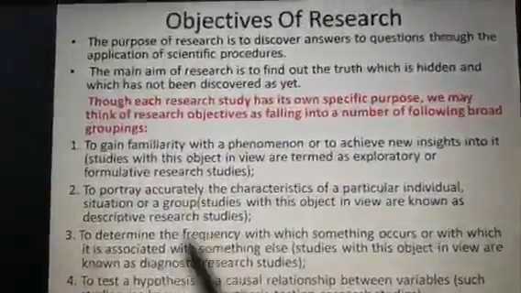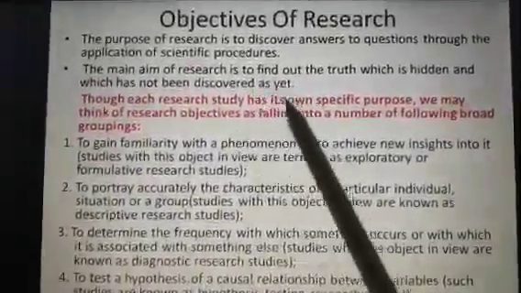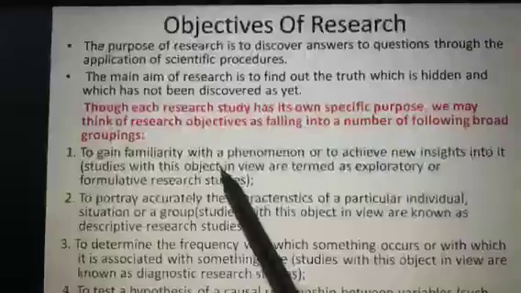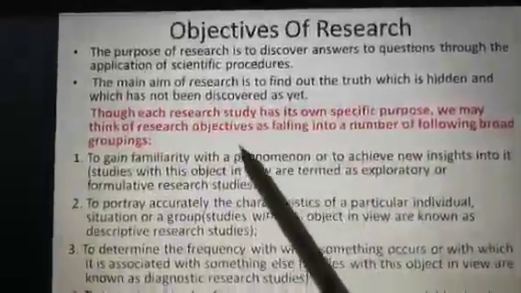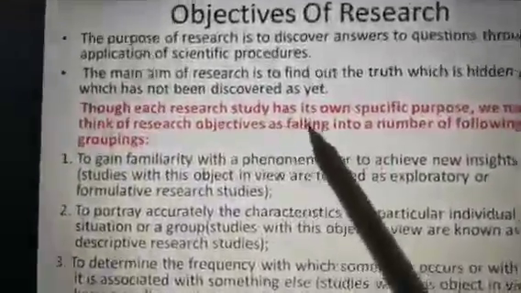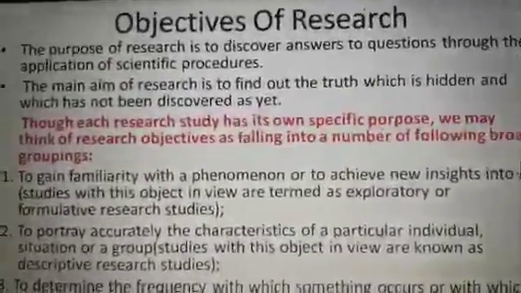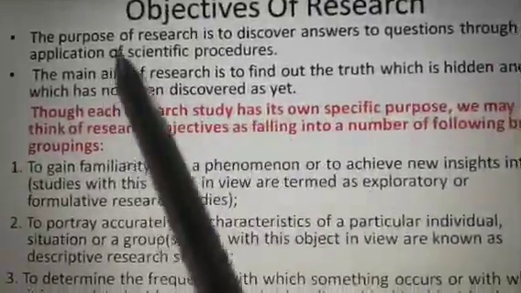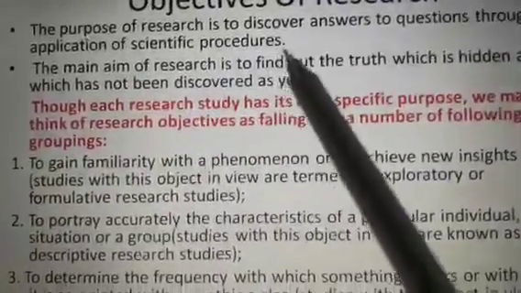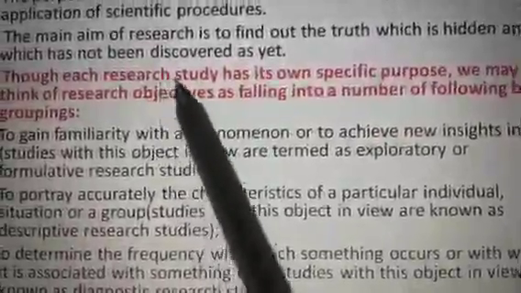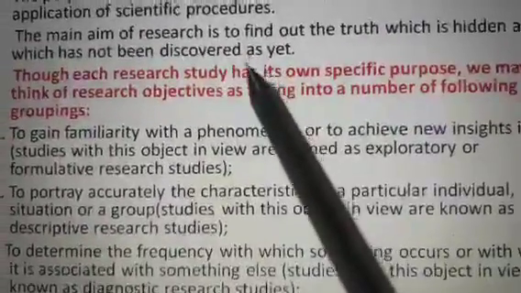Before going to the types of research, let's talk about the objective of research. When we talk about the objective of research, students, we may say that the purpose of research is to discover answers to questions through the application of scientific procedures. And the main aim of research is to find out the truth which is hidden and which has not been discovered as yet.